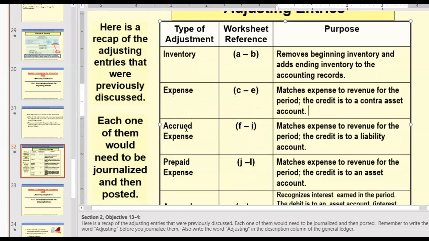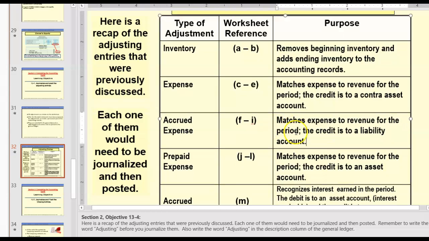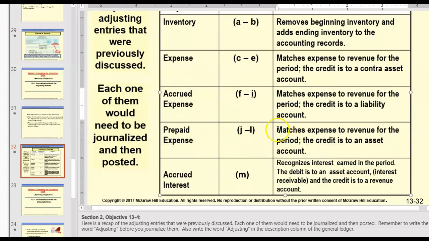Accrued expenses means that the revenue has been incurred, but not yet earned. It's still a liability. We still haven't performed the service to actually earn the money. We just took the money first. Prepaid means we paid first, and we prepaid that asset. So it's a credit to our asset account.